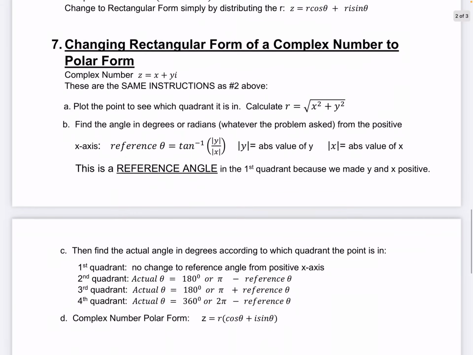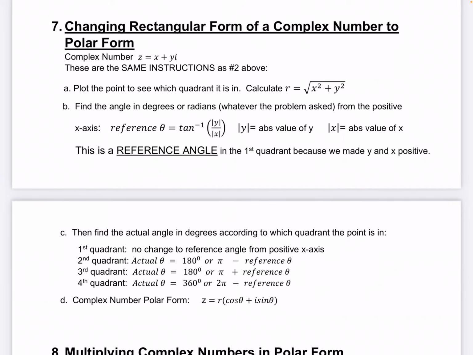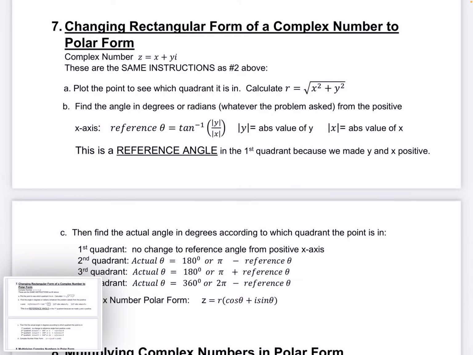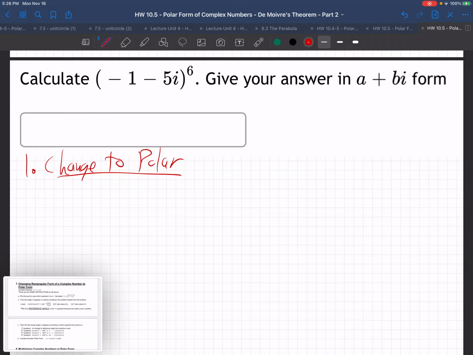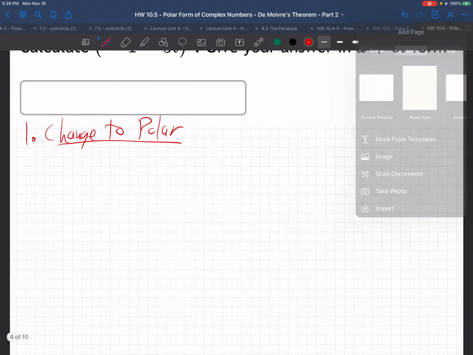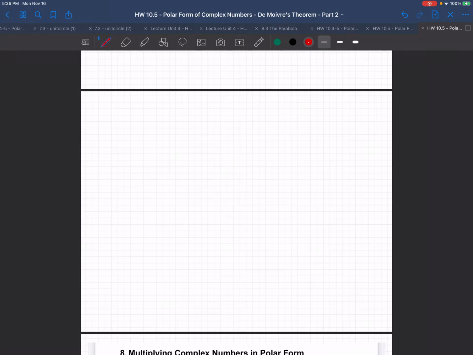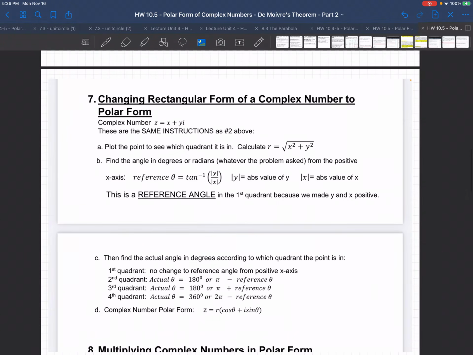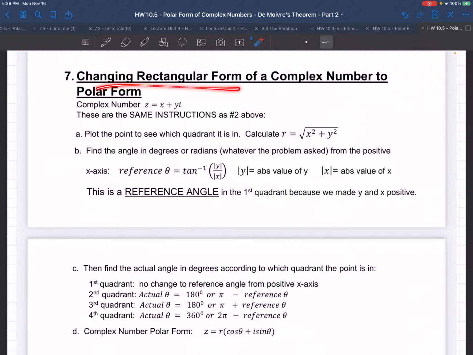That's number 7, changing rectangular form to polar form. Here, I'll bring that one over as well. That's an earlier set of instructions, which I'll put right here for you. There it is. How do we change rectangular form to polar? Step 1, plot the point to see which quadrant it is in and calculate r.